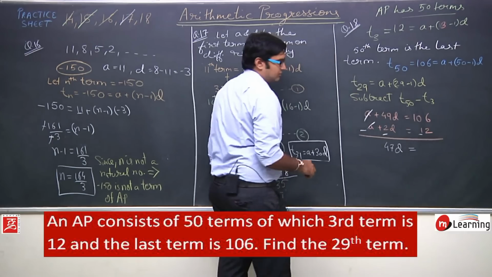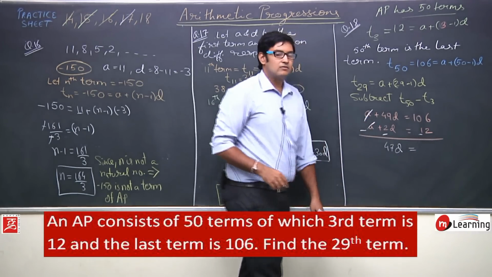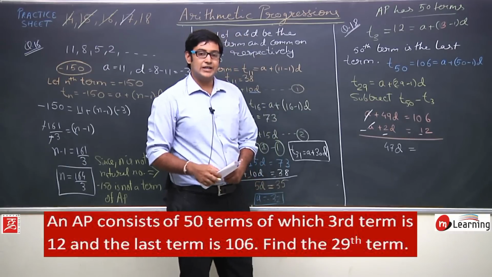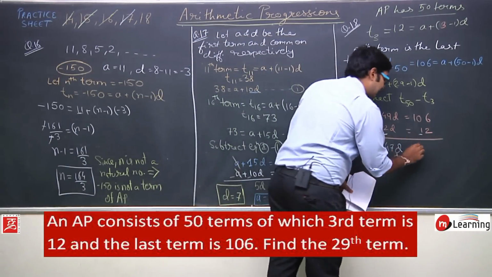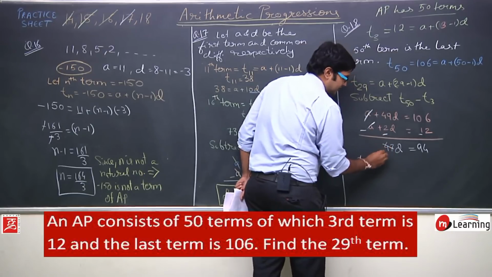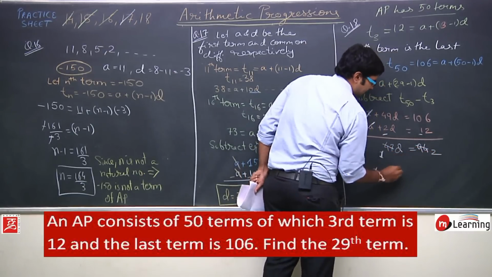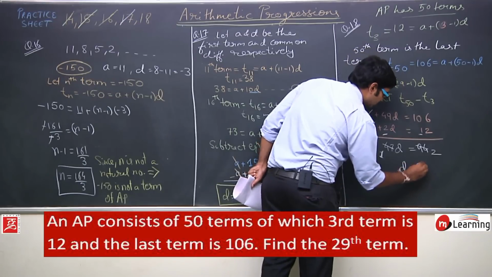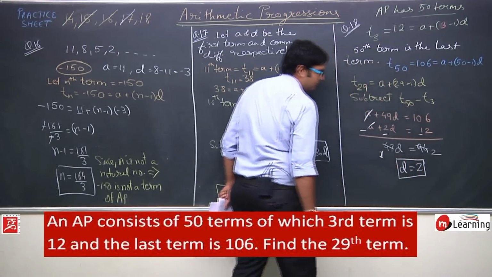And what will be this? It will be 106 minus 12. What is 106 minus 12? It is 94. So here I can write 94, and when you solve this, 47 ones are 47, 47 twos are 94, so D is equal to 2. So the value of D is 2.